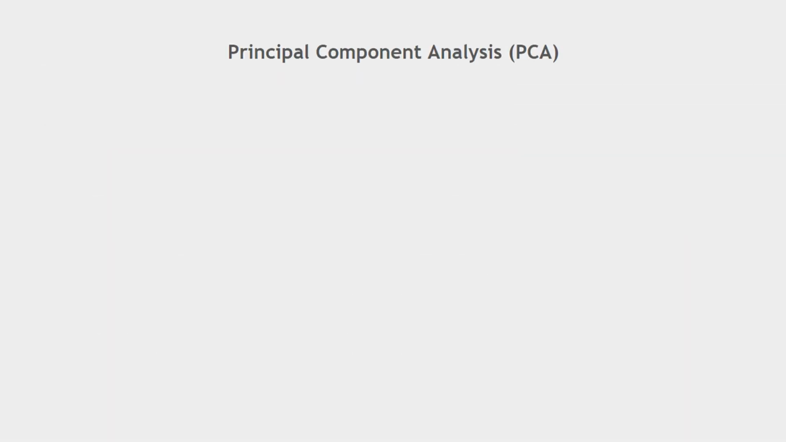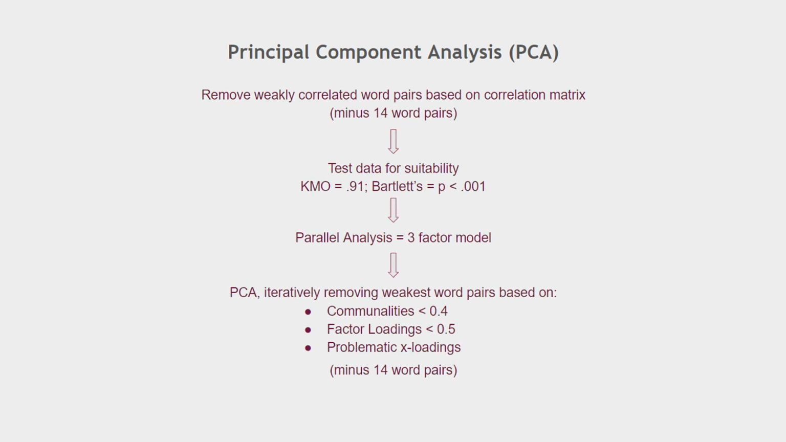PCA is ideal for this kind of exploratory work. It lets us summarise a large set of multivariate data and doesn't require an a priori hypothesis about the data structure. After removing weakly correlated items and testing data suitability, parallel analysis determined a 3-factor structure was the best solution. PCA was then conducted, iteratively removing the weakest word pairs until established thresholds and acceptable indices of fit were achieved.